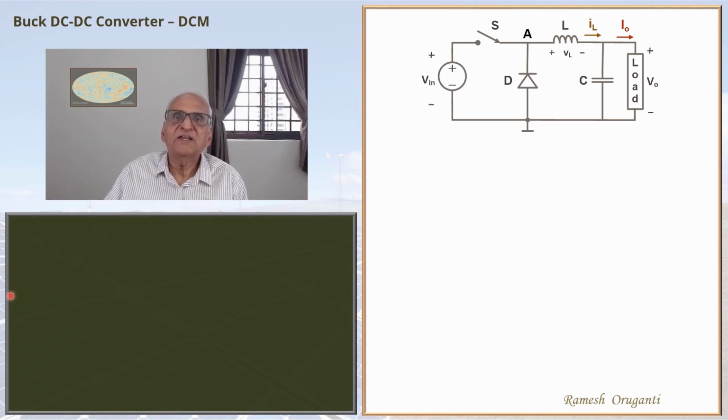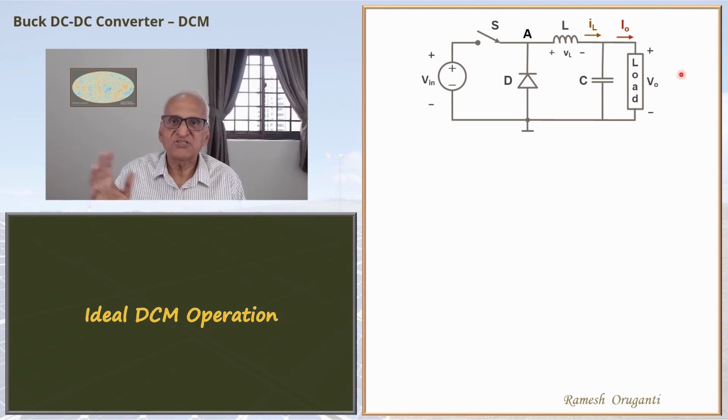Next, we will see the ideal operation of this converter under DCM. We will make the usual assumptions that the operation is ideal, the switches, diodes and other components are ideal, and we'll assume that the operation has reached steady state and the output voltage V0 is almost pure DC. That means capacitor C is large. So these are the assumptions we make.